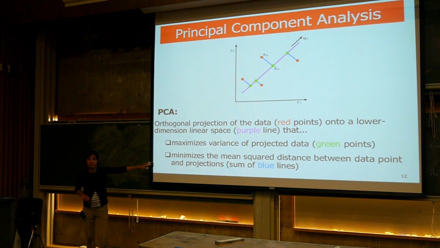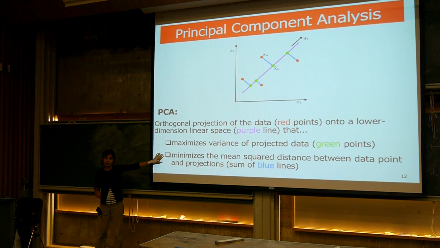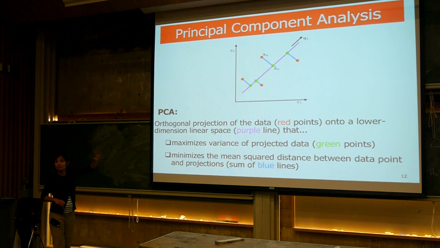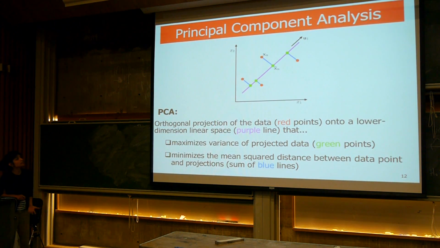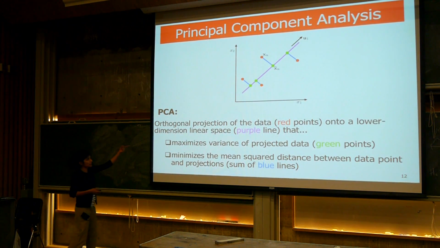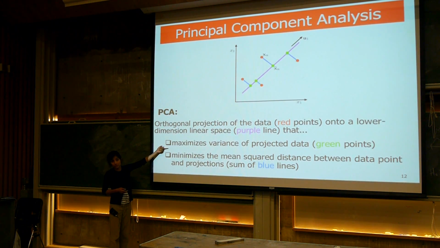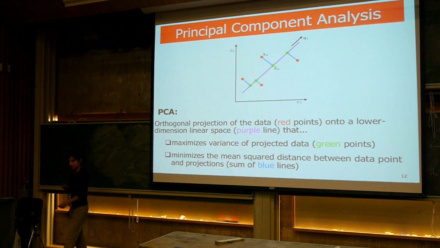Now these seem like two very different objectives. Turns out they have the same solution. The same subspace both maximizes the variance of the projected data as well as minimizes the mean square distance between the points and their projections. And that's the subspace of interest, which we'll call the principal subspace, and the basis vectors that span that subspace are going to be the principal components. Okay? So PCA serves two purposes. It finds a subspace that maximizes the variance of the projected data or minimizes the mean square error between the points and their projections onto it.